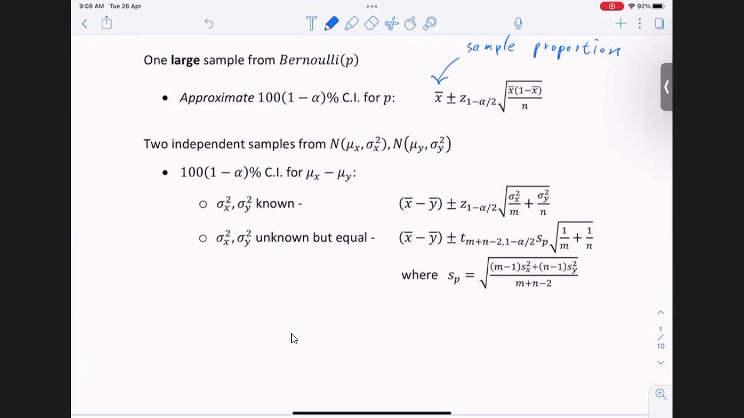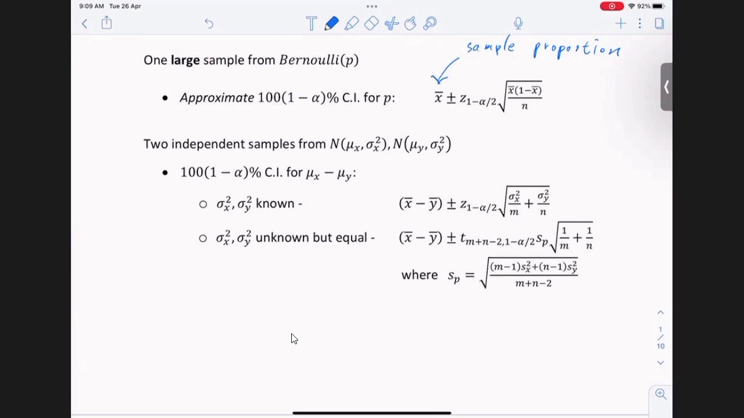In case the population variances are both given, then the confidence interval will be the point estimate of this difference using their sample counterpart, plus minus a normal quantile, multiplied by a quantity which is essentially the standard error of this estimate. Here, M and N are the sample sizes of the two samples. So this is simple, but most of the time, the population variances are unknown. And we also have two different scenarios, even when the population variances are unknown.